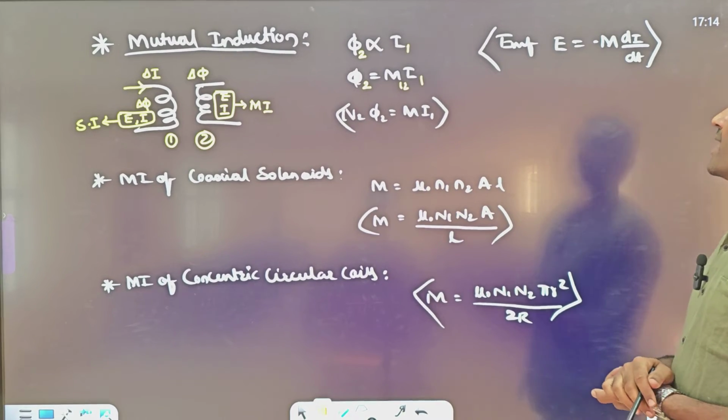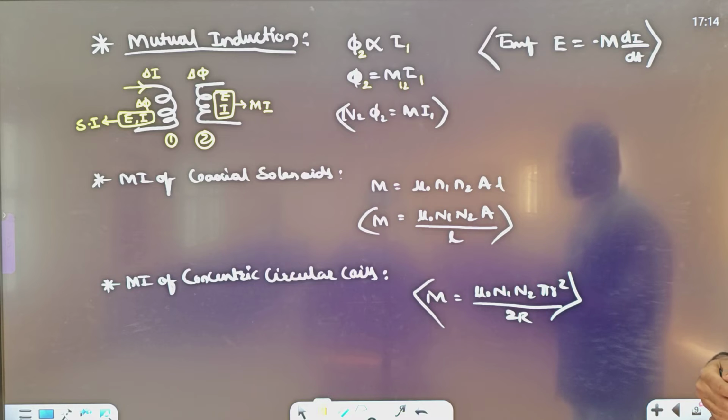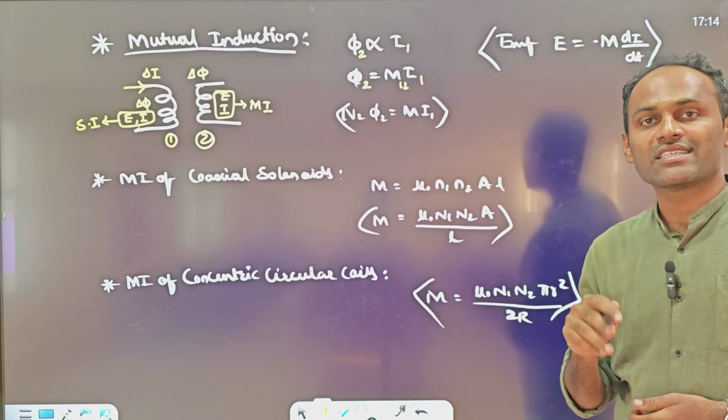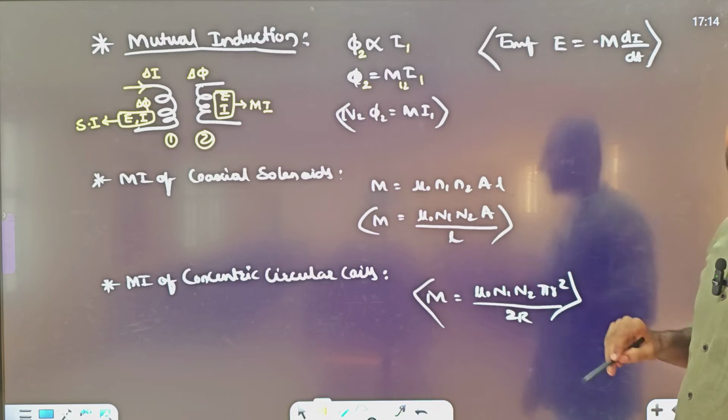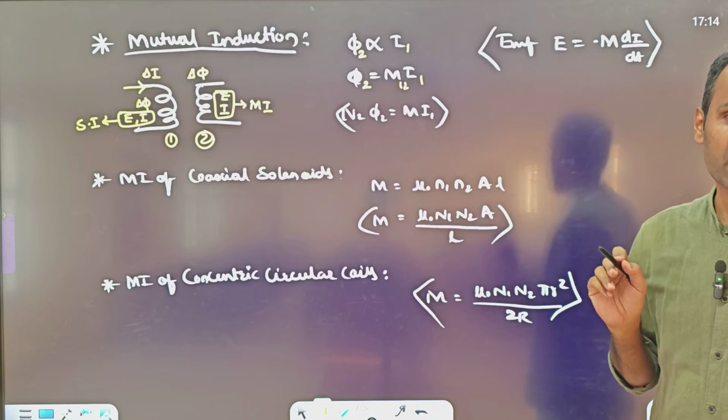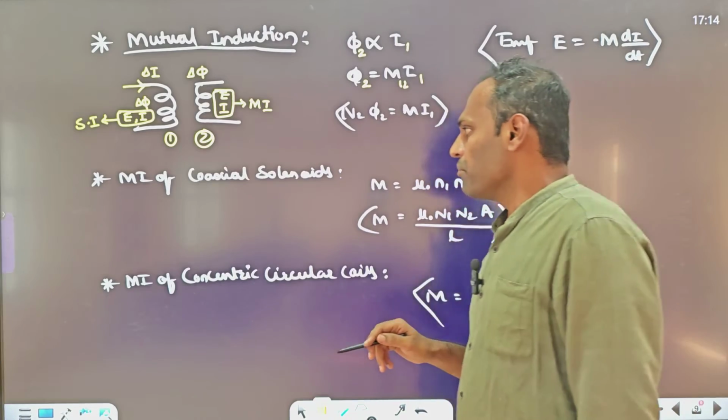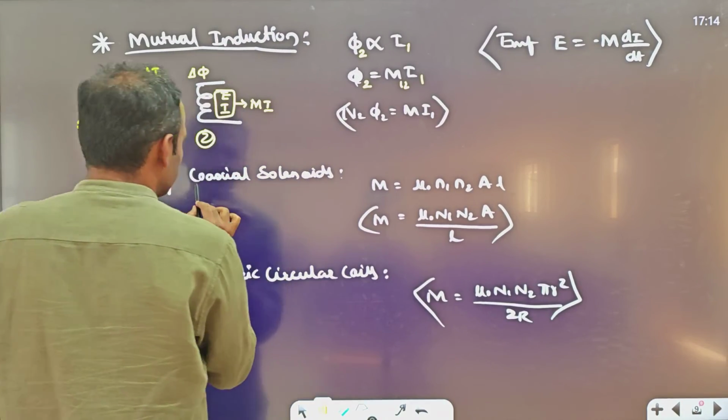Next. EMF induced by this mutual induction. EMF induced by self-induction was minus L di by dt. EMF induced by mutual inductance is minus M di by dt. M is coefficient of mutual inductance. Right? Next, mutual induction of coaxial solenoids.